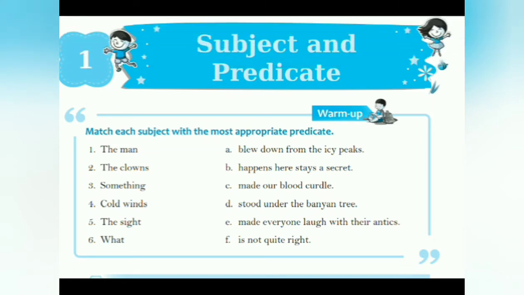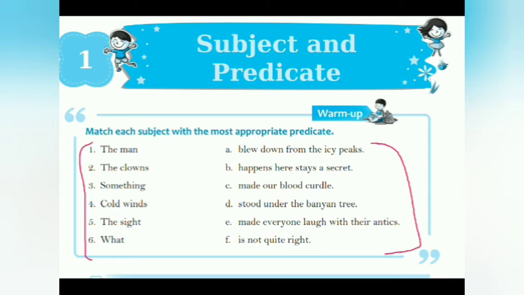Let's begin with the first chapter, that is subject and predicate. We had learned about this chapter in our earlier classes also. To check our knowledge about this topic, here is a warm-up exercise, and the exercise is to match each subject with the most appropriate predicate. Here are the subjects and here are the predicates. We need to match them with each other.